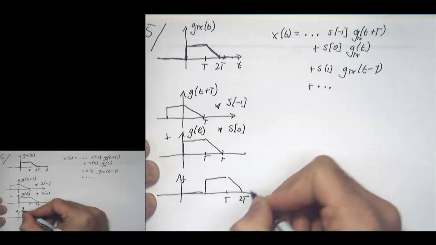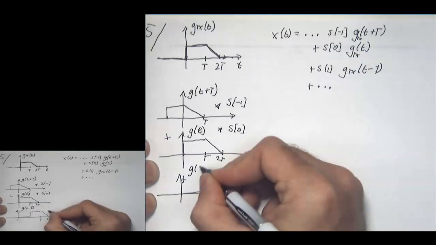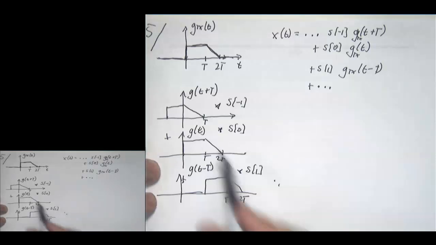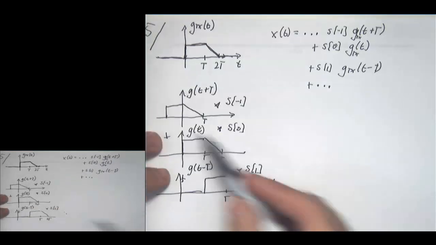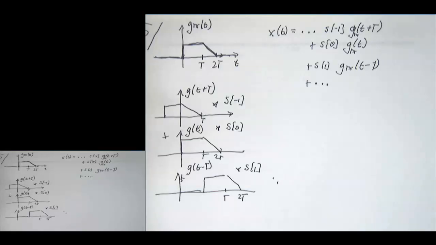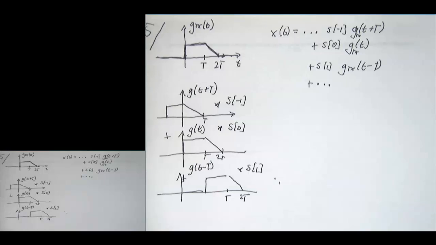And so this is going to be g of t minus capital T, and this will be multiplying s of 1, et cetera here. And so then when you add all of these up, you get some complicated looking waveform here. But essentially that's the idea. So with complex pulse amplitude modulation, a complex number rides on top of a pulse. And then that pulse over time gets shifted and shifted and shifted.